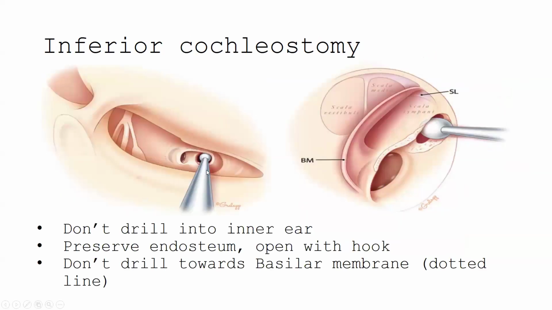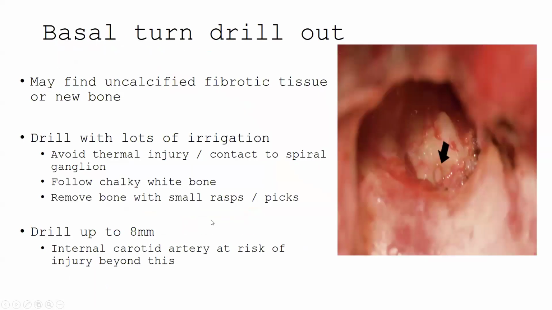So when you're drilling the cochleostomy, the direction is important. Don't drill directly to the inner ear, but drill anteroinferiorly to the position of your round window, and avoid the dotted line, because the dotted line shows where your basilar membrane is. So the picture is showing the same thing. If you do the inferior cochleostomy and you find solid bone, as in this picture, then we plan for a basal turn drill out.